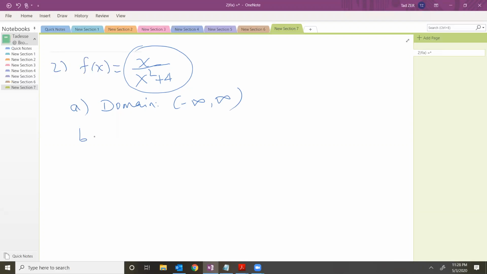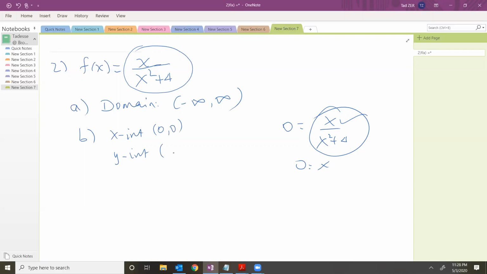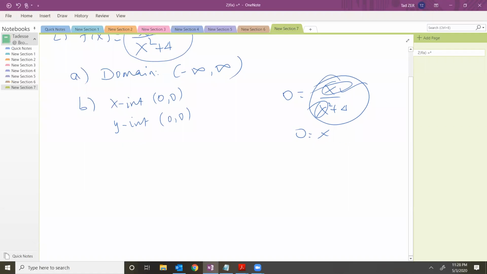Now I want to find the x-intercept and the y-intercept. For the x-intercept, you know that I have to set y equal to 0, right? So 0 equals x over x squared plus 4. For a fraction to be 0, the numerator must be 0, right? So x equals 0, that's what I have now. So x is 0, y is 0. For the y-intercept, x must be 0. So if x is 0, 0 plus 4 is 4, 0 over 4, which is 0. So the x and the y-intercept is the origin.